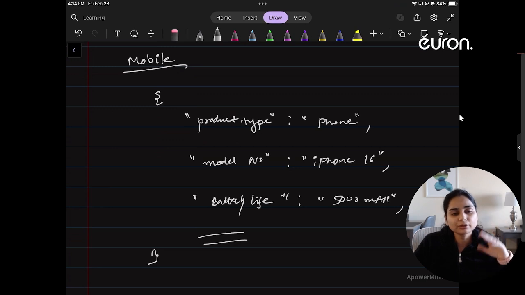Similarly, you can create it for a grocery item, for cosmetics, for apparel like clothes, shoes, anything. So as you can see, this provides you the easiest way of using NoSQL.